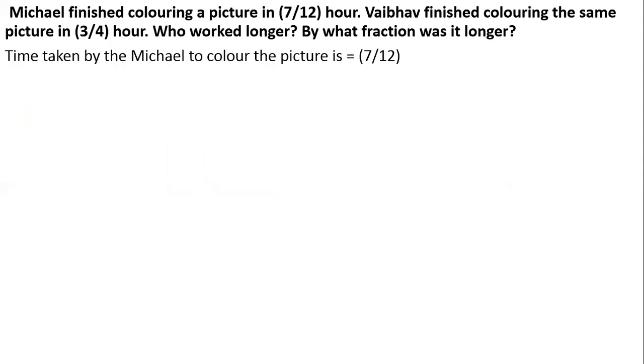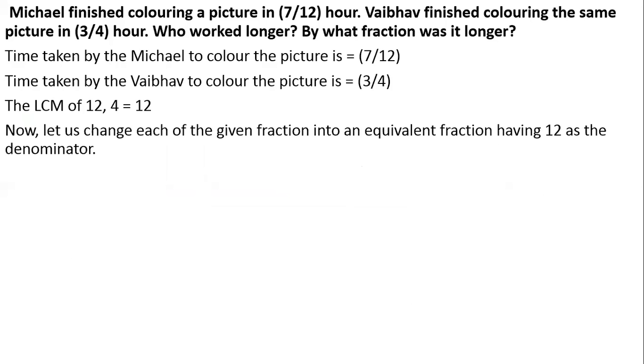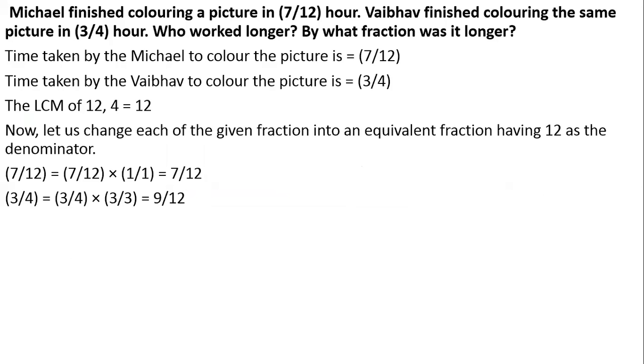Okay. Here you can see time taken by Michael is 7 by 12. Time taken by Vaibhav is 3 by 4. LCM is going to be 12. So when we change, 7 by 12 remains as it is. To change 3 by 4 to the denominator 12, we'll multiply by 3. 3 by 3, 9. 4 multiplied by 3, 12. Since 9 is greater than 7, that's why Vaibhav read more.